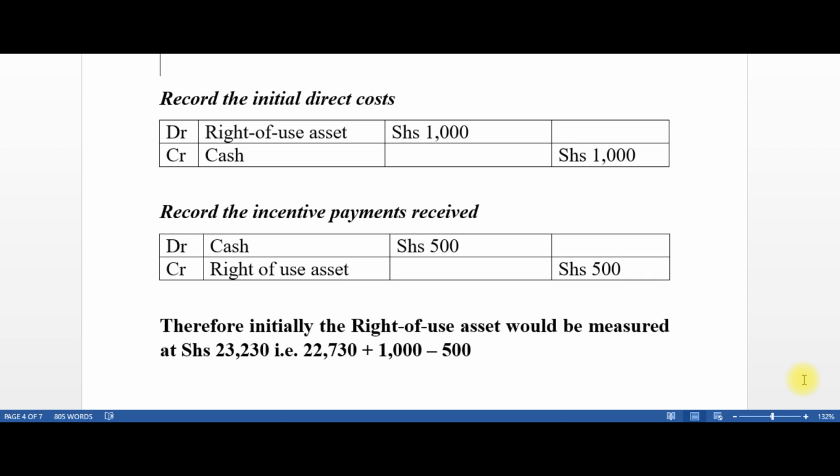Meaning that on initial measurement, for our right of use asset, we get the present value of the lease payments. That was 22,730. Add the initial direct cost of shillings 1,000, then minus shillings 500 for the incentives received. You can see that initially we are going to measure our right of use asset at shillings 23,230. That is our initial measurement of the right of use asset.